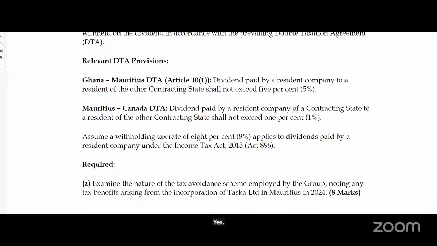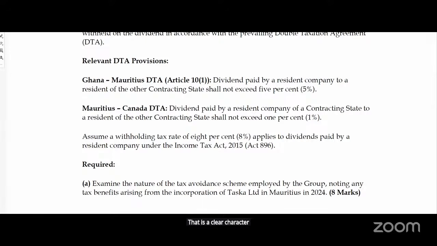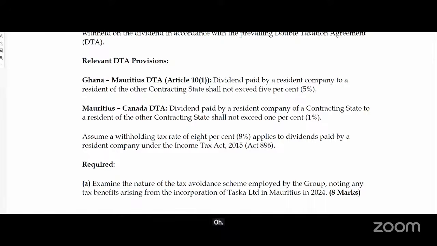Prof, yes please. Considering the question, the second paragraph where we have relevant detail provisions: Mauritius, Canada, dividend paid by a resident company of a contracting state to a resident of the other contracting state shall not exceed 1%. That is a clear characteristic of a tax haven. Is it mandatory we know countries that are tax havens? It's not very mandatory. Know about 2 or 3. Well, Mauritius is one of them. How about learning the characteristics of a tax haven? Of course, you need that one. If you don't learn it, it can take you by surprise.